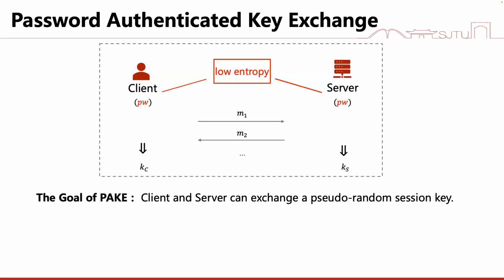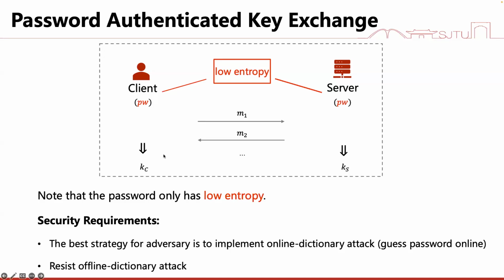Password authenticated key exchange allows two parties to establish a secure session key with a shared low entropy password. PAKE allows parties to authenticate each other and exchange a pseudo-random session key. Note that the password only has low entropy, so the adversary can always implement online invocations of the PAKE protocol with guessing passwords. The security of PAKE protocol requires this online password guessing attack is the only efficient attack. In other words, PAKE must resist offline dictionary attack.